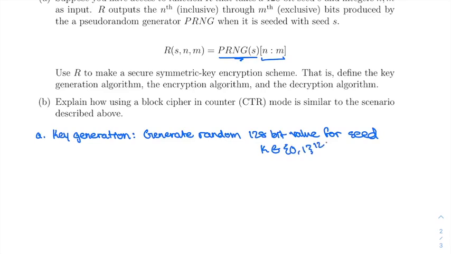Great. So for part B, now that we have our key generation, we can actually use encryption, right? The idea here is that with encryption, we have this PRNG value from above.